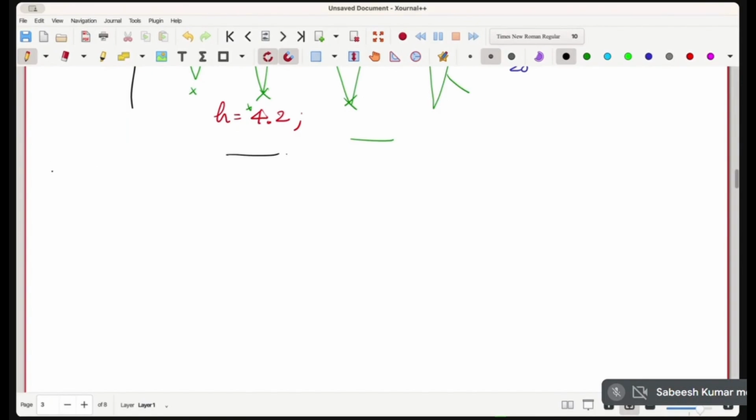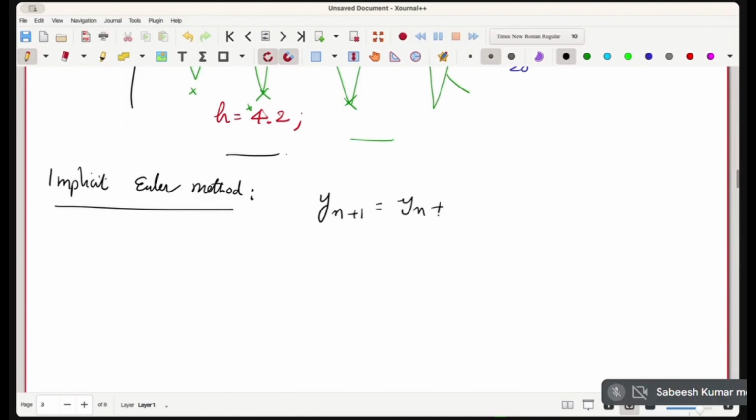Okay, let's look at the implicit Euler method. So in the implicit Euler method, we said our yn plus 1 equals yn plus h times f of tn plus 1 comma yn plus 1, right? This is what we said. We're going to evaluate the function at the next time level and the next solution, the dependent value also. That means at tn plus 1 and yn plus 1.